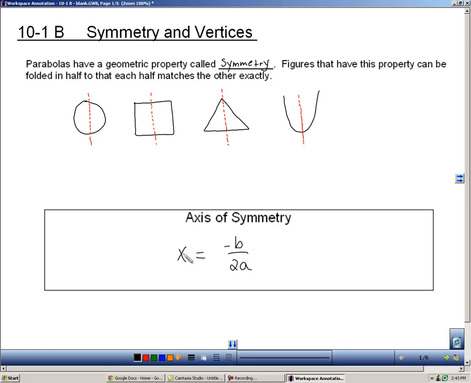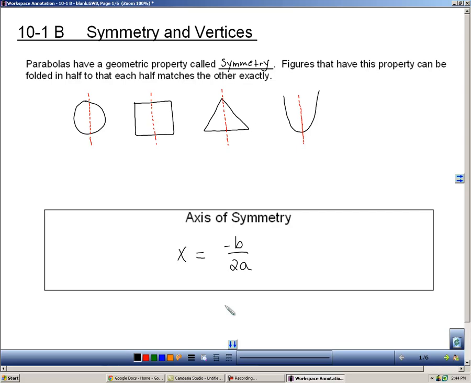Now, why x? Because if you'll remember from past lessons, you learned that x equals a number is a vertical line. And each one of these red lines is the vertical line that cuts them all in half. So this is how you find the axis of symmetry. You take the opposite of b over 2a.